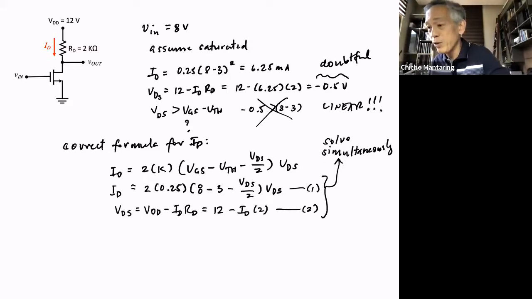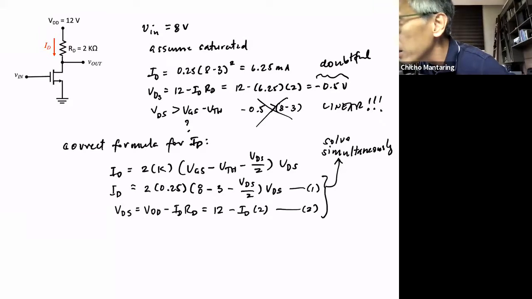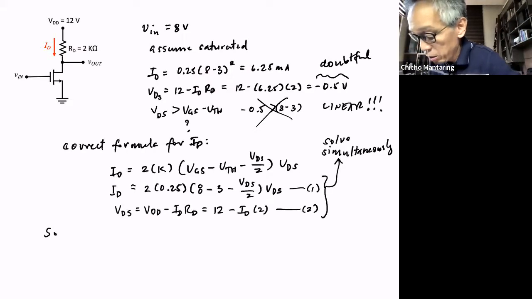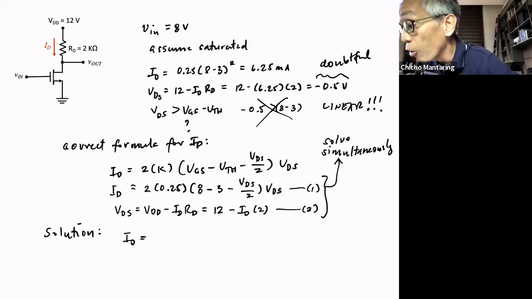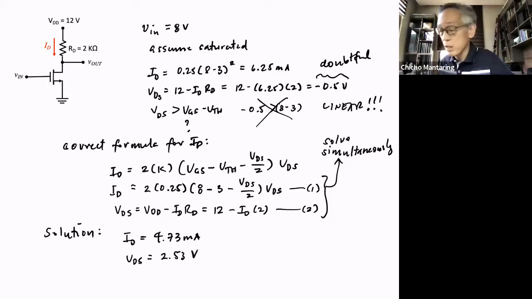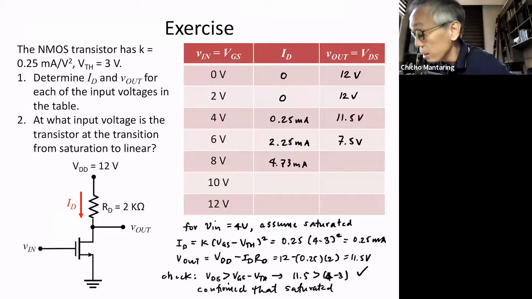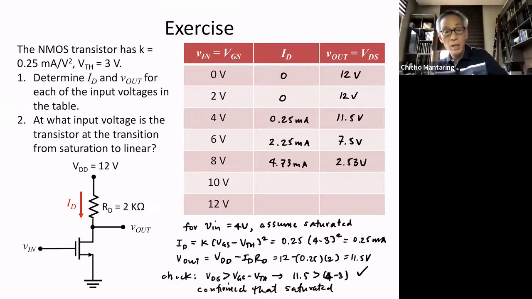Okay, let me check my notes. Okay, I'm going to get, let me see. Yeah, here. So the solution: ID is equal to 4.73 mA, and VDS is equal to 2.53 volts. So this is 4.73 mA, and this is 2.53 volts. Okay, we don't have any more time, so I'm going to let you do this too.